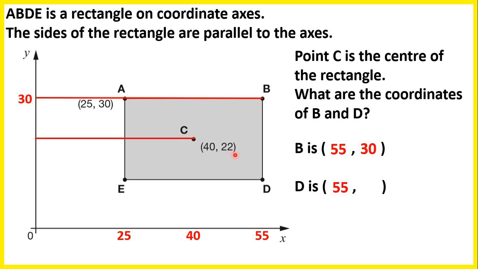Now point C has a y-coordinate, so a second number, of 22, and we need to find the y-coordinate for point D. Now the difference between 22 and 30 is 8, and because C is at the centre of the rectangle, we'll have 8 on this side as well. So we can work out the y-coordinate for point D by subtracting 8 from 22, and that gives us a y-coordinate of 14.